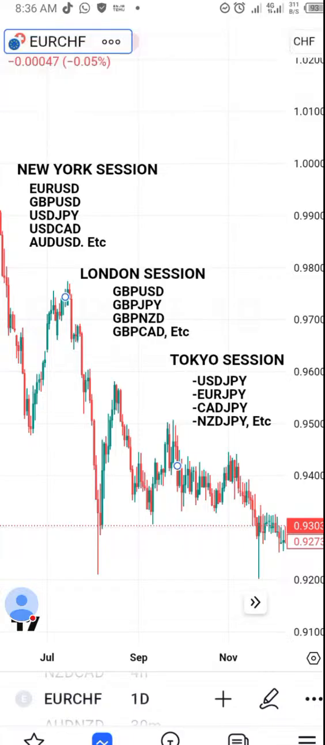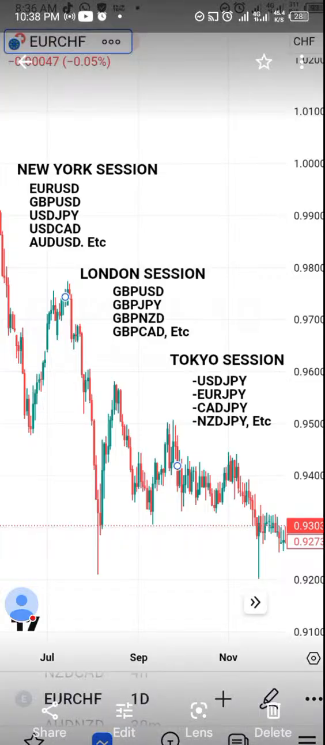Okay, so we have the Tokyo session. The Tokyo session starts from 1 a.m., midnight, 1 a.m., and it runs to 10 a.m. And the currency to trade during the Tokyo session is the JPY pair. You can see there, Tokyo, JPY. You want to trade JPY pairs during the Tokyo session.